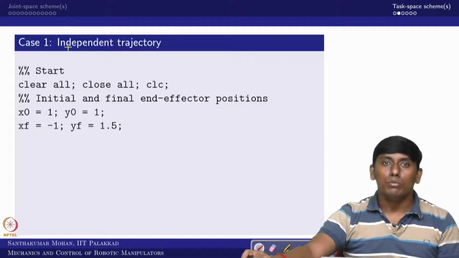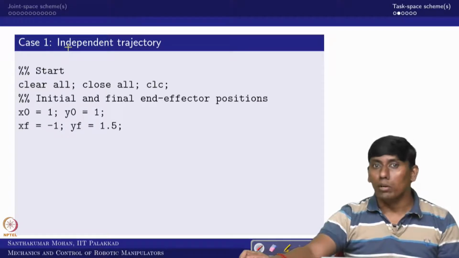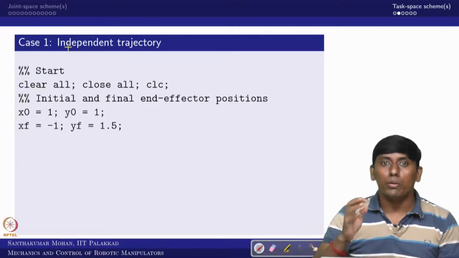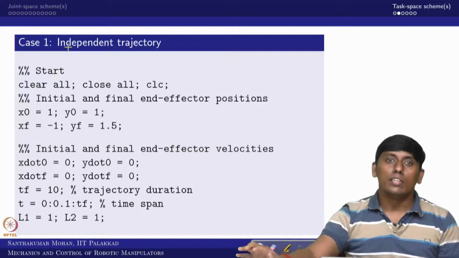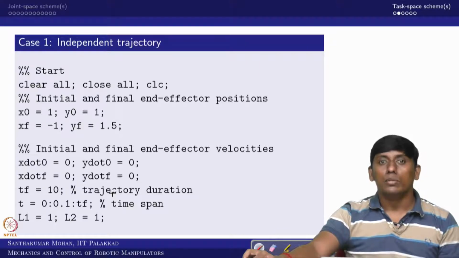So we are trying to do the first case, independent trajectory, in the sense the x trajectory and y trajectory are each done with an independent cubic polynomial. We are not doing it synchronously, where once you do x, y is generated based on x. Not like that. So here you can see initial and final velocity are given, and we have taken the same time, which is 5 seconds, and L1 and L2 are the same.